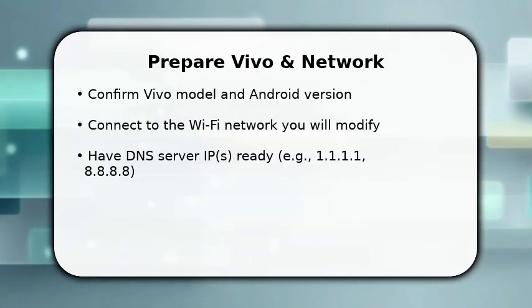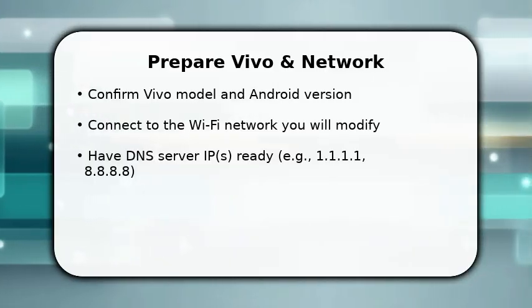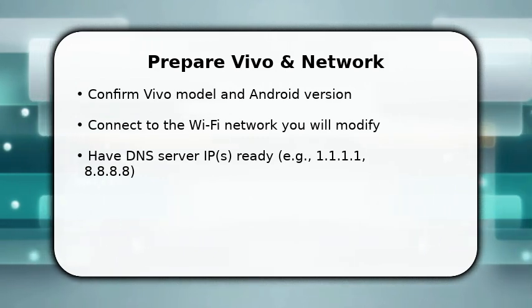Once done, unlock developer options only if required and install any small helper app from the Play Store if stock settings lack DNS over TLS. These steps avoid wasted time and prepare you for the first configuration action.